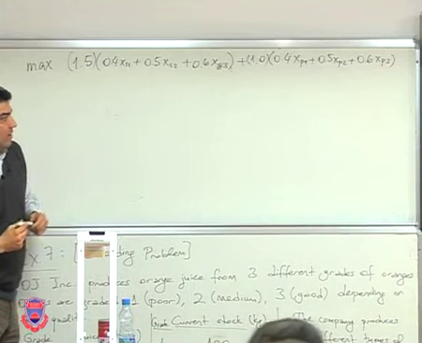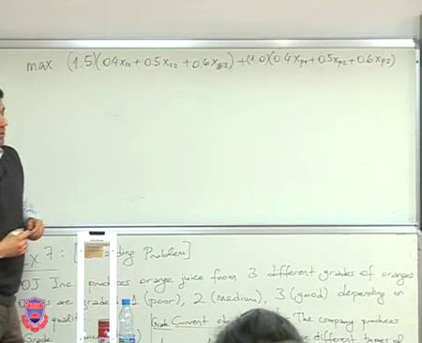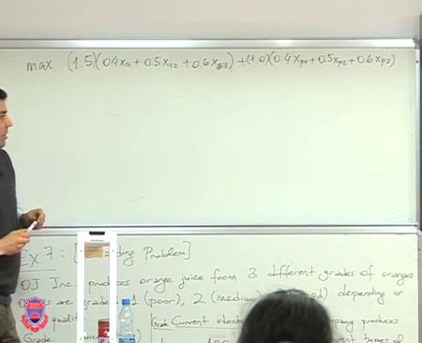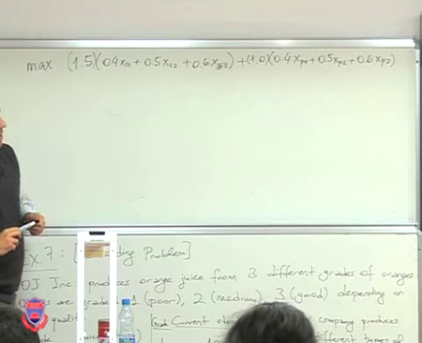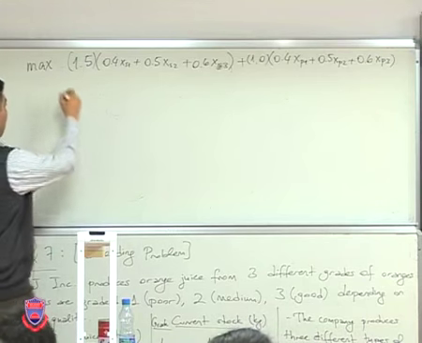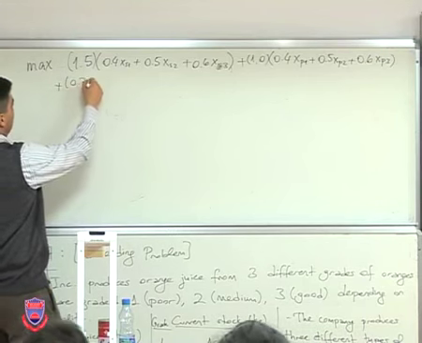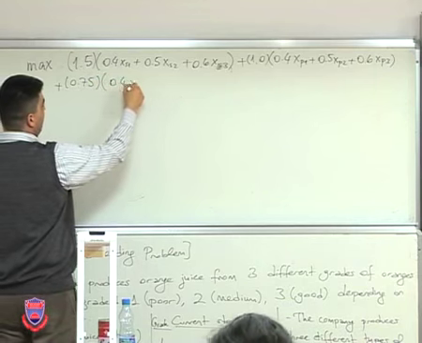So once again, the term in the parentheses is the total production amount in terms of premium orange juice. And that I multiply by the profit. And finally, I'm going to have 0.75 times, I'll just do the same thing for regular oranges.